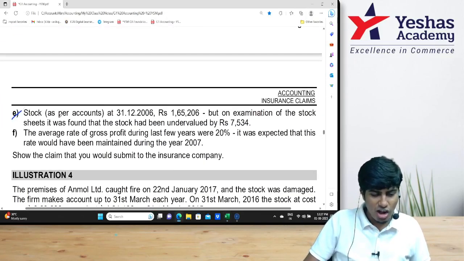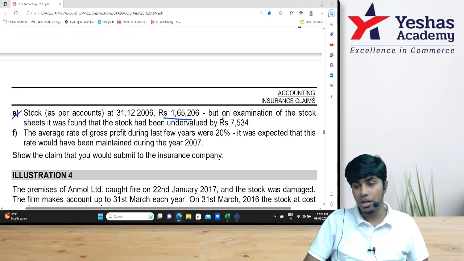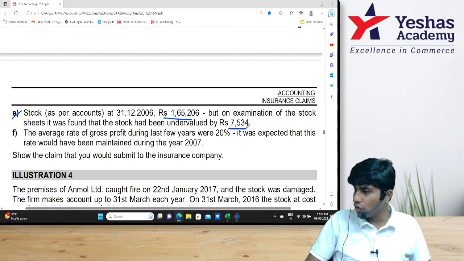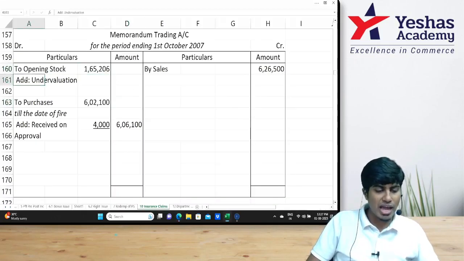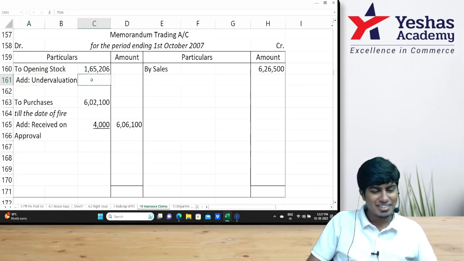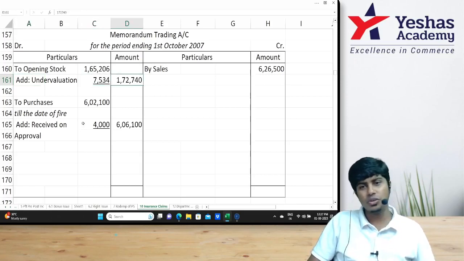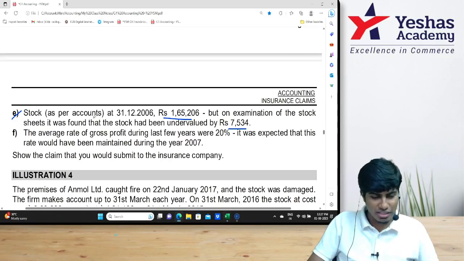Stock as per accounts, 165,206. This is opening stock. To this, what do we do? 7,534 we should add. I'll write opening stock 165,206. Add undervaluation. How much should we add? 7,534. Add, how much do we get? 172,740. What's after that? GP percentage is 20.